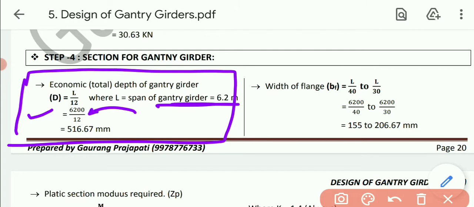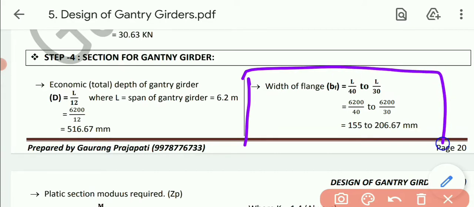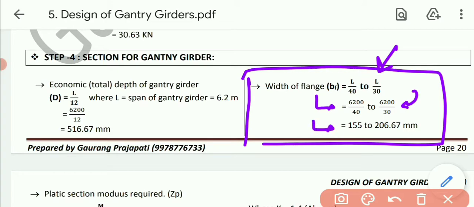Let's convert it into mm. 6200 divided by 12, so I will get the answer 516.67 mm. So that's my criterion for the depth. The next, width of flange BF. It is in the range of L by 40 to L by 30, that is 6200 divided by 40 to 6200 divided by 30. So I will get the answer 155 to 206.67 mm.